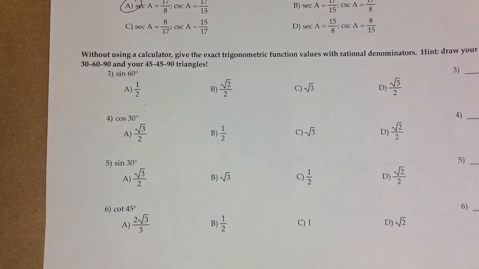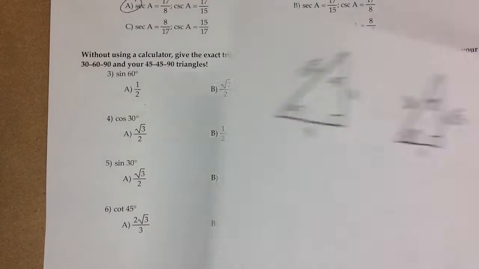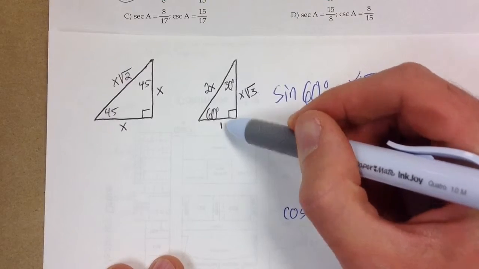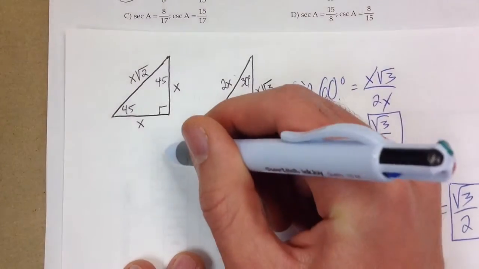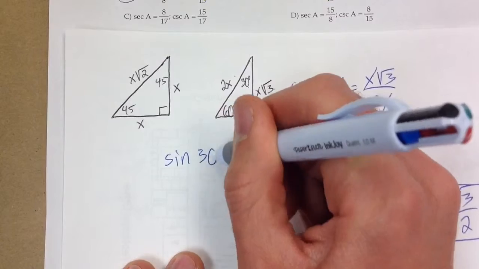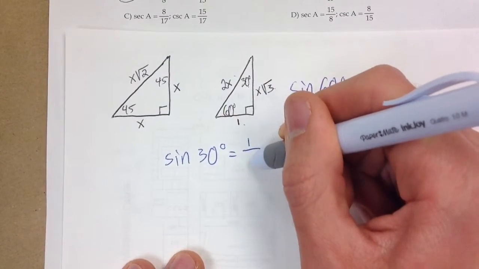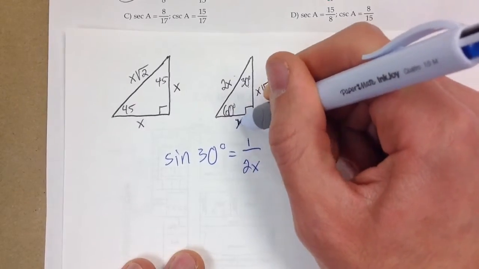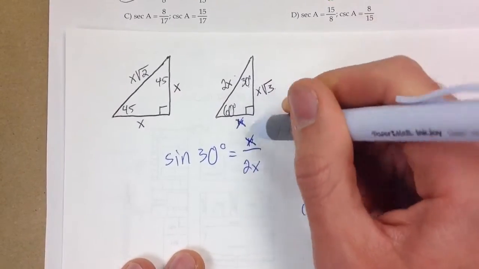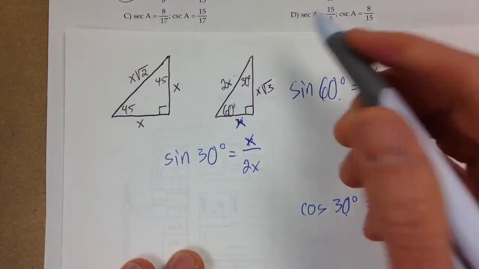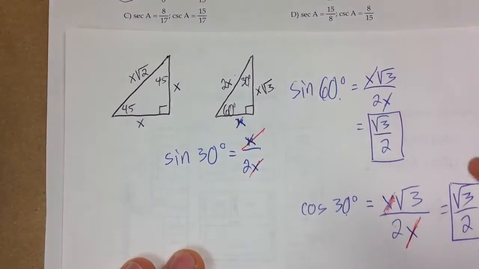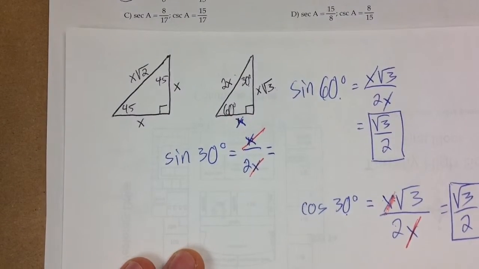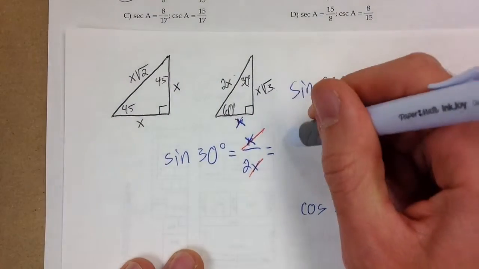So, sine of 30 degrees, opposite over hypotenuse, x over 2x. Sorry, this is x. So it's x over 2x. And then the x's cancel. And what does this simplify to? Just say it out loud. 1/2.